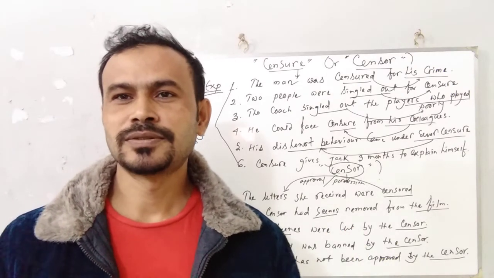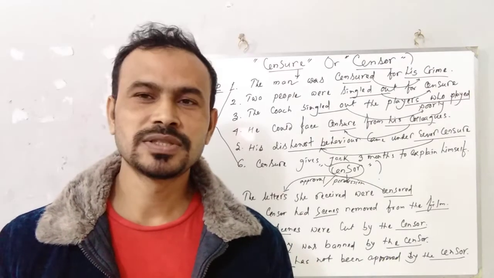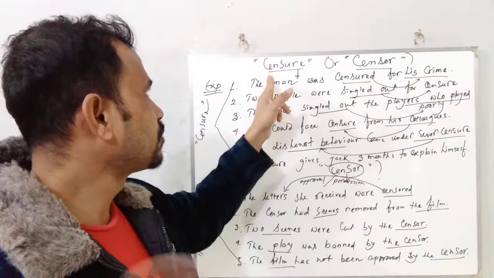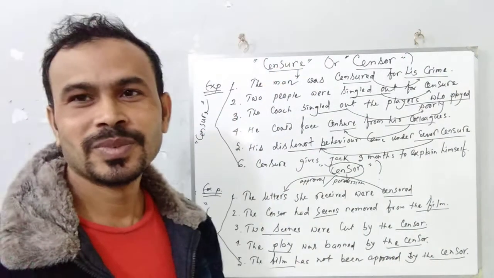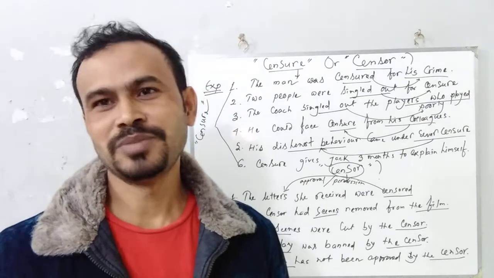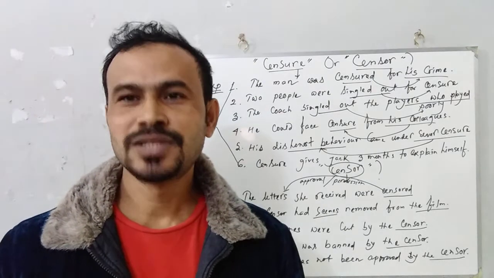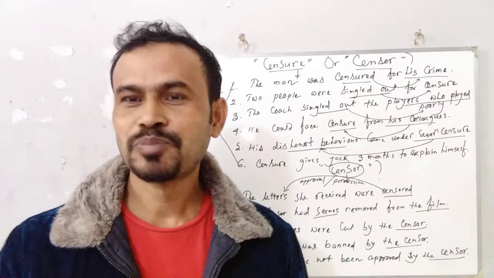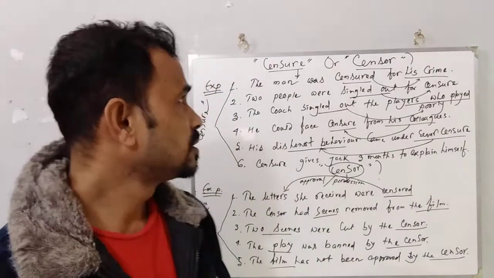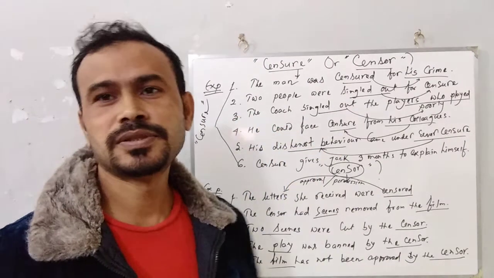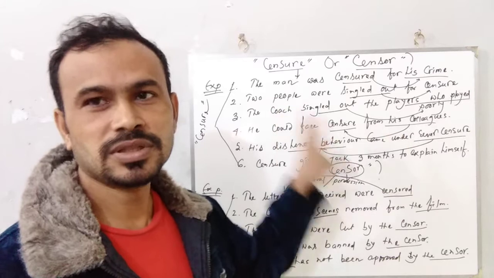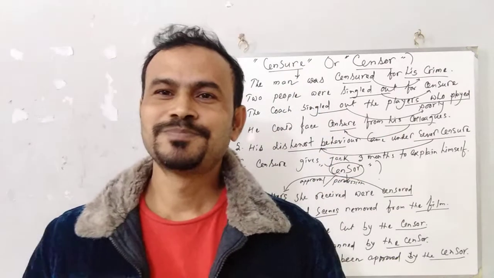So my friends, you got the points, and you got authentic information and clear meanings about censure. I can spell again for you: censure, or censor, censure and censor. So the pronunciation is the same, but the meanings are different. I think you all understood what I am trying to say. That's all for today, my friends. You got some information regarding two words, and I tried to give you the meanings of the two words and the difference between them.